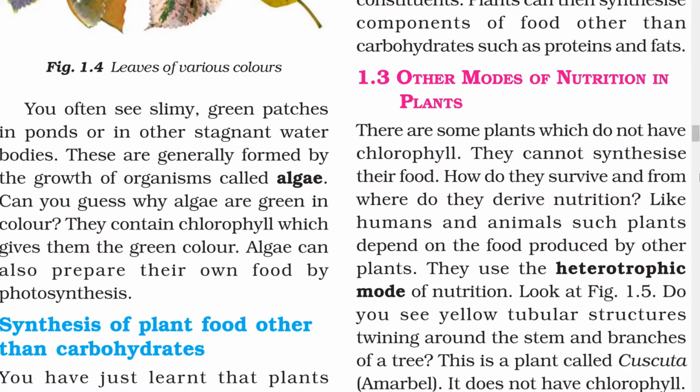Today I will be teaching you about other modes of nutrition in plants. This is part 3 from the chapter Nutrition in Plants.